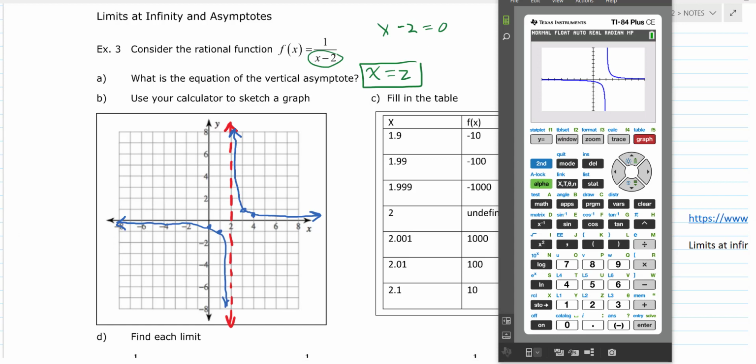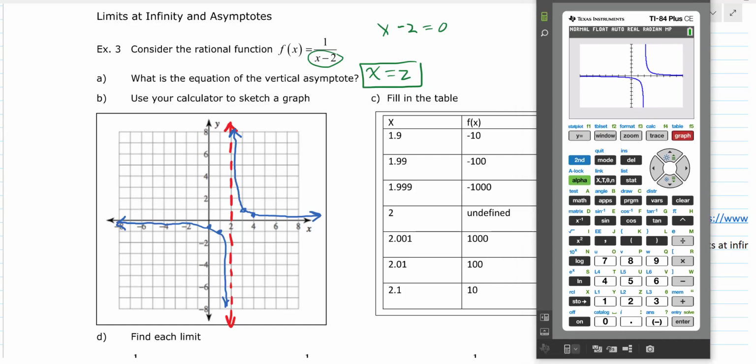And that's a pretty accurate graph of what that function looks like. Now, I've already filled out the table, just to save a little bit of time. We've gone over how to do that. Just use your trace feature. So just a quick reminder, if you type trace 1.9, then you get the negative 10 like that. So what you're going to find happens on this is we're just getting closer and closer to 2. This right here is your vertical asymptote. That is your vertical asymptote right there.